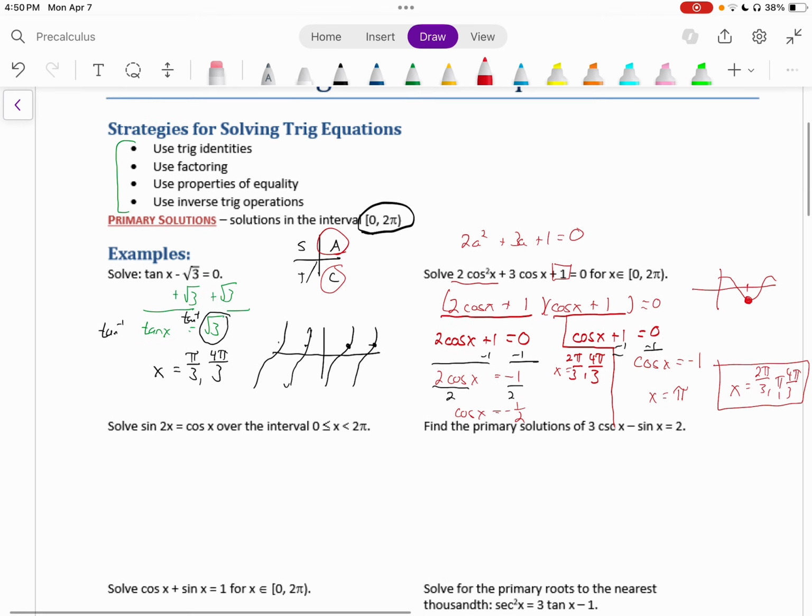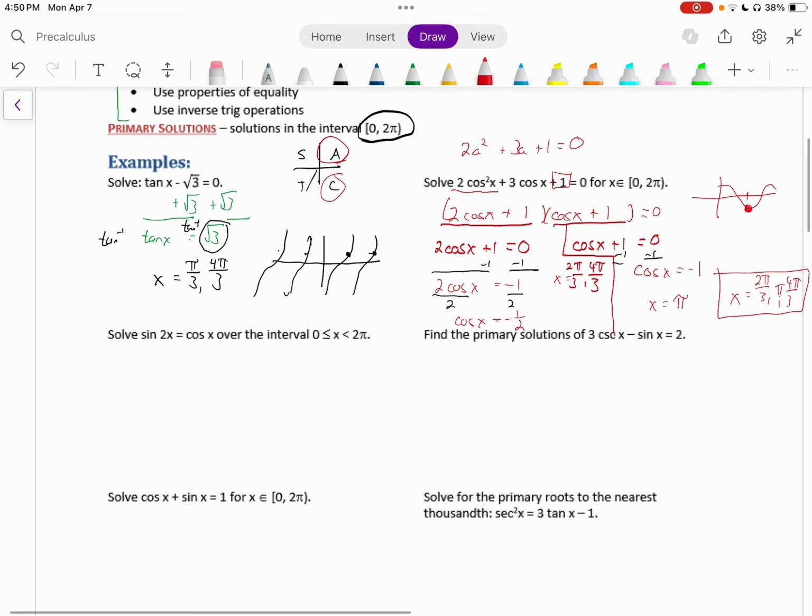Moving on to the next example, we have sine of 2x equals cosine of x. We want to solve that for the interval from 0 to 2 pi. So this one's a little different. This one has a sine in it and a cosine. And in fact, it's a sine of 2x. So in this case, there's not much we can do with that.